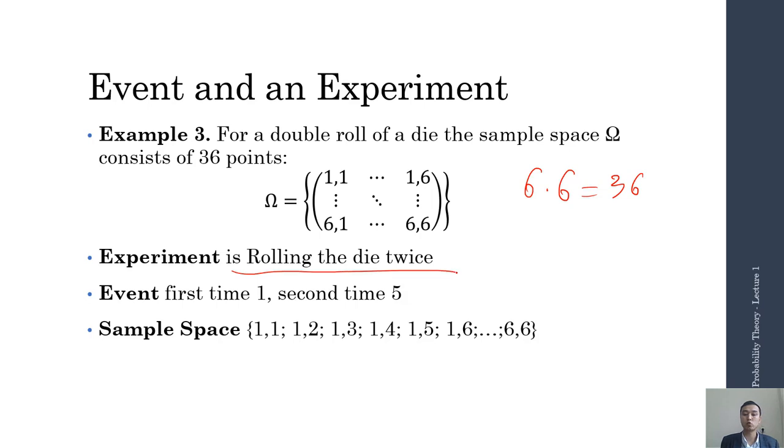The experiment is rolling the die twice. An event is, for example, first time 1, second time 5. The sample space is all these numbers, a total of 36 outcomes.